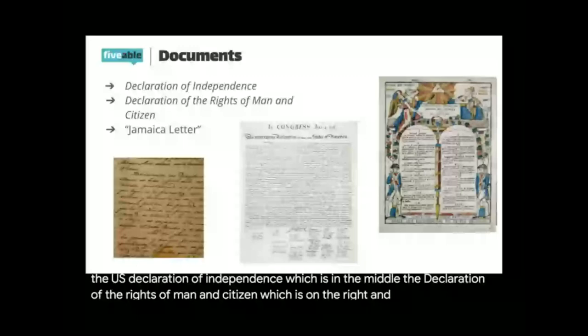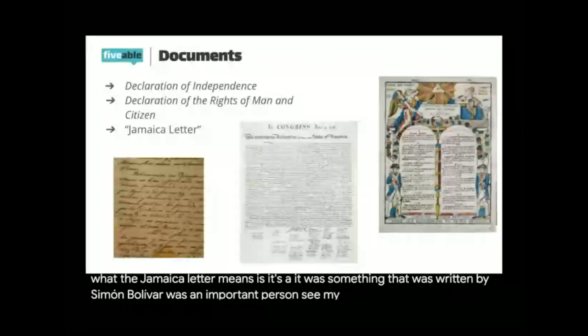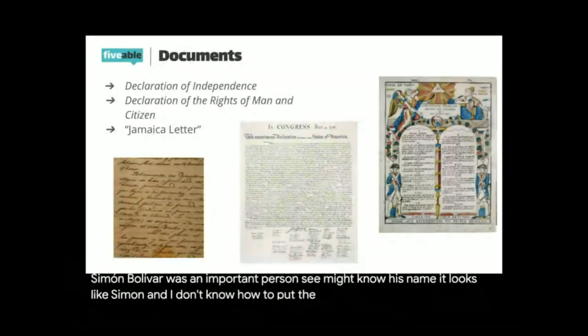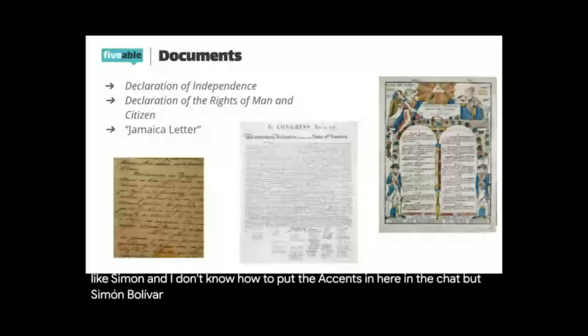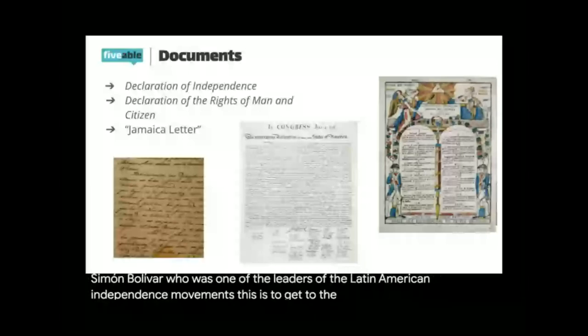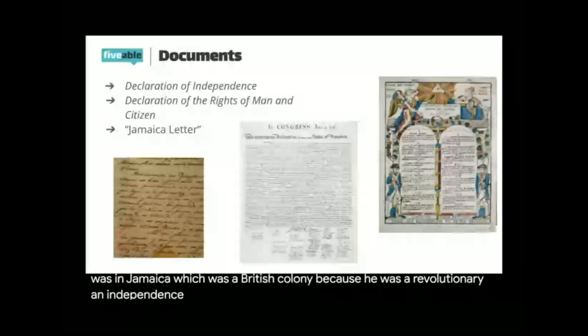What the Jamaica Letter means is it was written by Bolivar, who's an important person, so you might know his name. Simón Bolívar was one of the leaders of the Latin American independence movements. In the letter, he was in Jamaica, which was a British colony, because he was a revolutionary, an independence fighter in the Spanish colony. So he was hiding out in Jamaica. He also hid out in Haiti for a while, or took shelter.